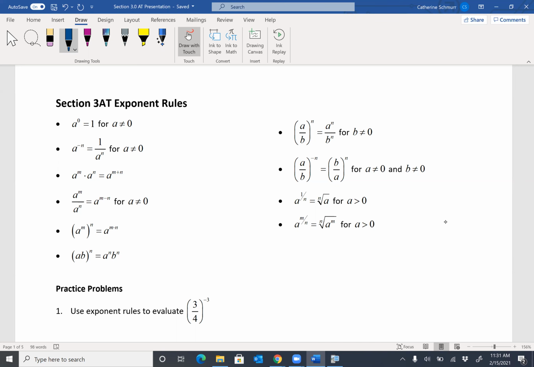A to the 1 over n is the same as the nth root of a, as long as a is greater than 0. And a to the m over n is the nth root of a to the m for a greater than 0. So these exponent rules should be review for you, and what we're going to do is practice using them.